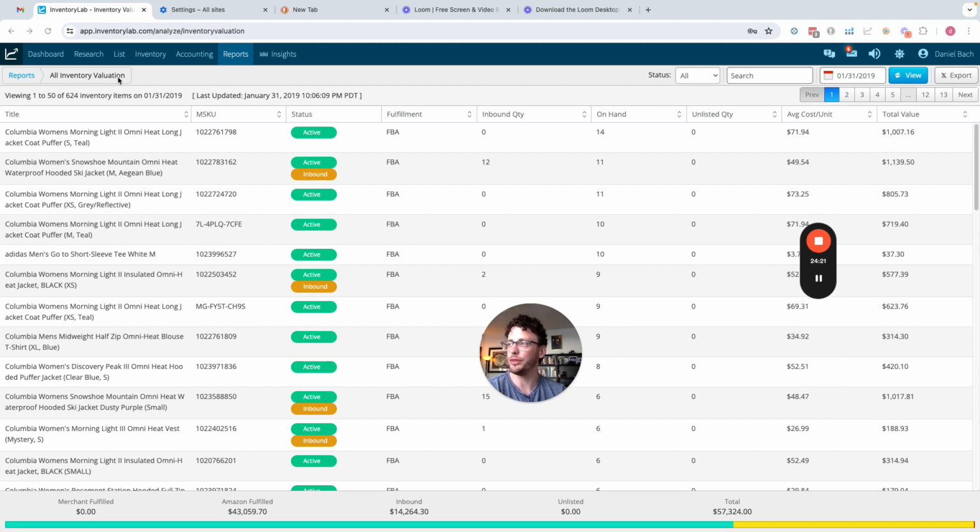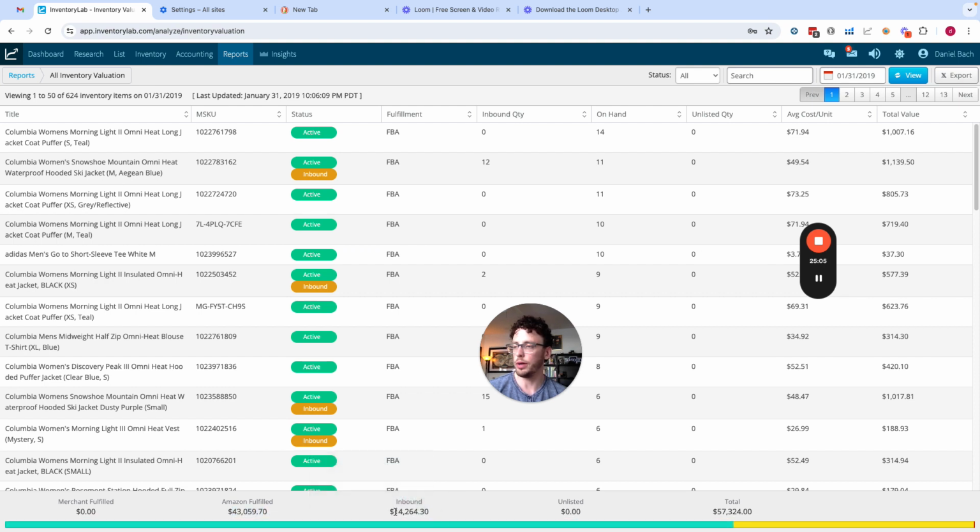Yes, so this is your inventory valuation page. This is a very important page for doing your taxes and accounting, keeping track of how much inventory. This is at the very bottom here. It's where I'm looking currently. So at the time on January 31st of 2019, on this exact day, because you can only do it on a single day at a time, I had $0 in merchant fulfilled inventory. In the Amazon fulfilled inventory, again, this is the amount of money I paid for the items, $43,059.70. This is what I paid for the inventory that I had at the Amazon warehouse.